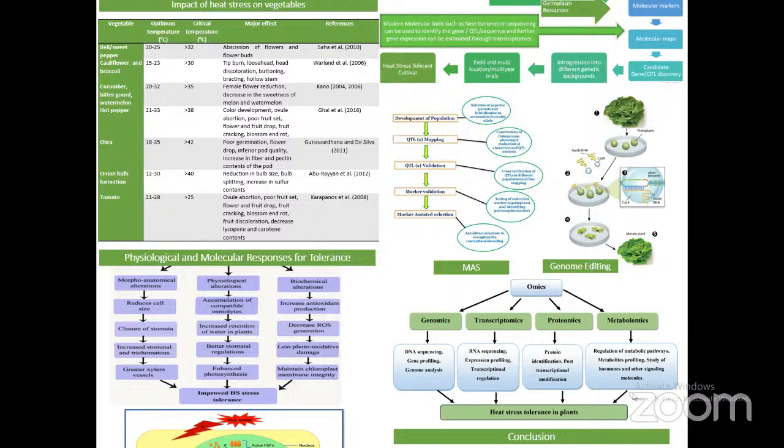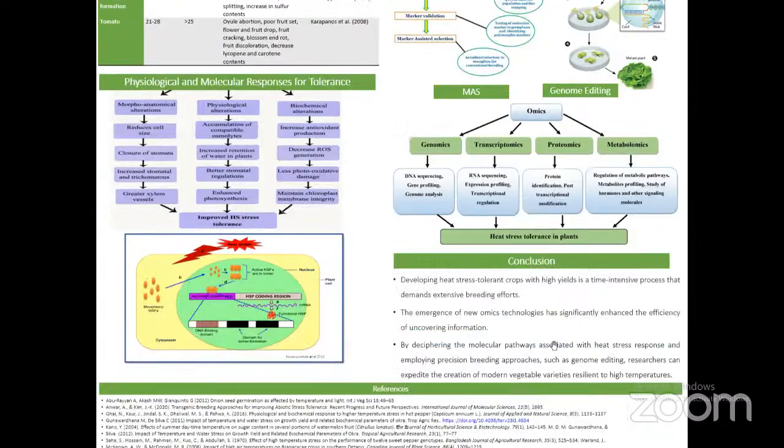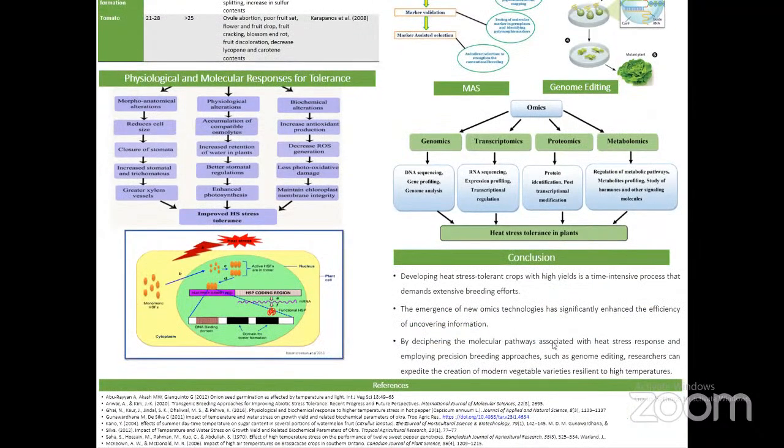And now presently another cutting edge technology is the omics, that is genomics, transcriptomics, proteomics, and metabolomics. With the help of these, we can go for gene profiling, expression studies, and identification of proteins responsible for heat stress tolerance, and post-transcriptional modification studies, and regulation of metabolic pathways such as the jasmonic acid pathway or salicylic acid pathway, which is actively known to impart heat stress tolerance in the varieties.